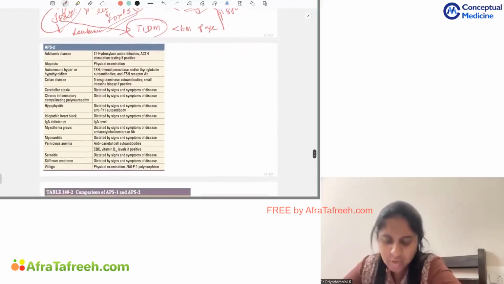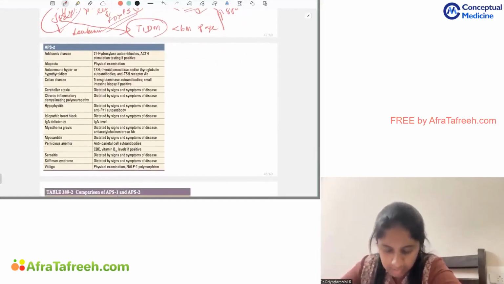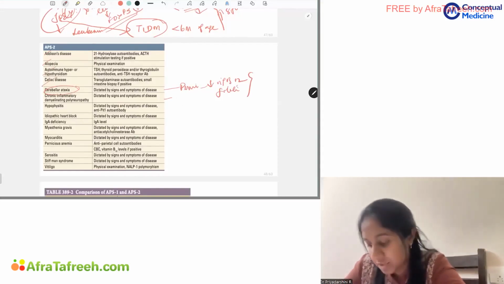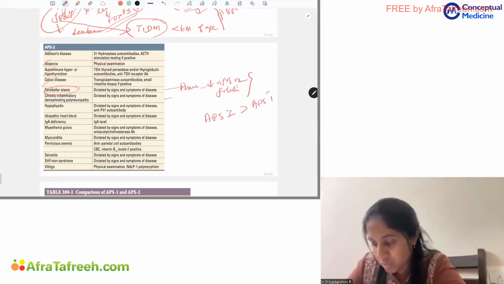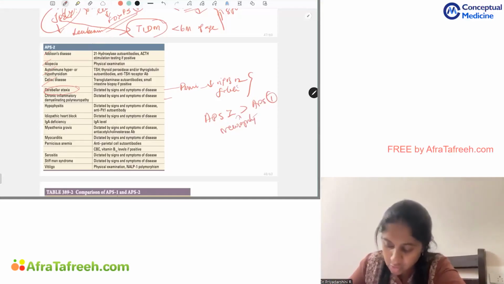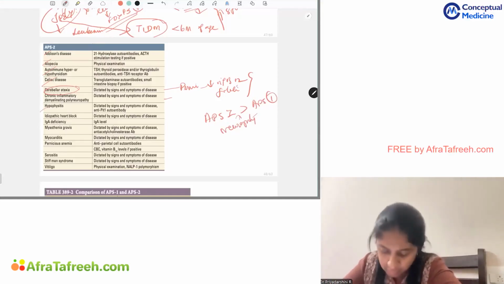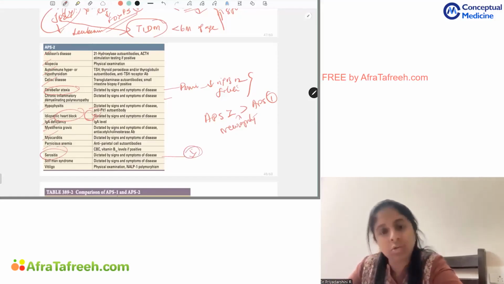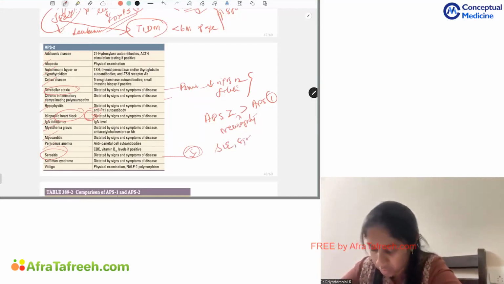With respect to APS2, I told you about all the mnemonics. Addison's, alopecia, autoimmune hypoparathyroidism, celiac, cerebellar ataxia, again due to pernicious anemia, vitamin B12 deficiency, and folate deficiency. Because of that, you may have cerebellar ataxia. Neurological manifestations are very common in APS2 compared to APS1. This is one standalone feature. Neurological complications are more common here. Hypophysitis will happen only in APS2. Idiopathic heart block could be there. IgA deficiency, myasthenia gravis, I told you already, myocarditis, pernicious anemia. Serositis can happen because of other manifestations, closely linked with SLE, Sjogren's syndrome, adult-onset Still's disease, and vitiligo.